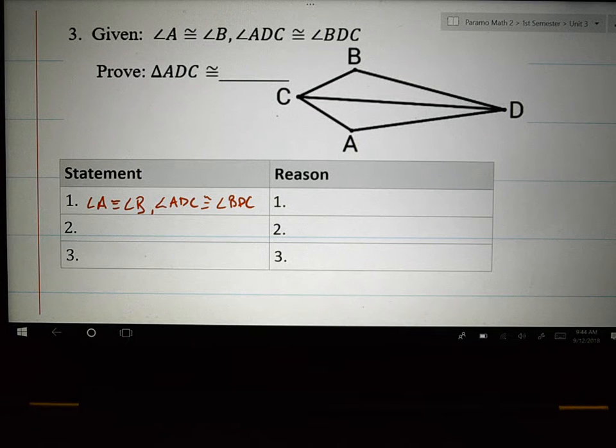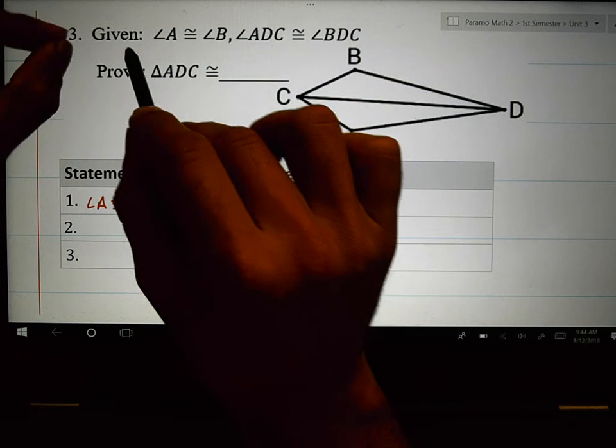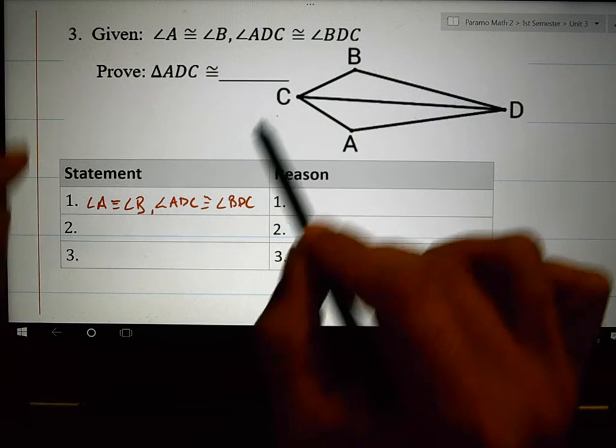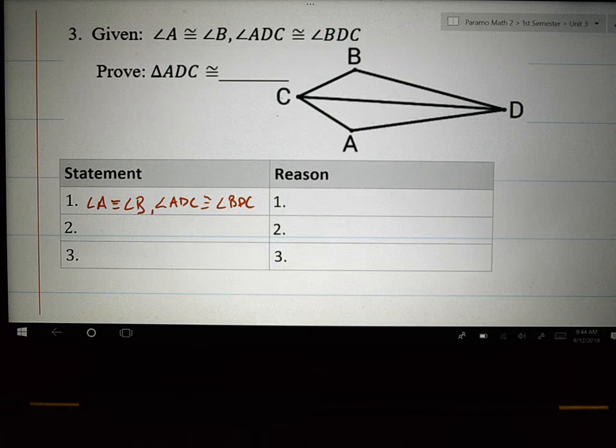Thank you for jumping to number 3 on yours. I like that. Good job. You just take everything that's after the given, and that's your first statement.